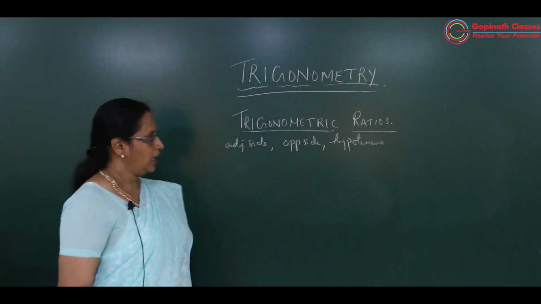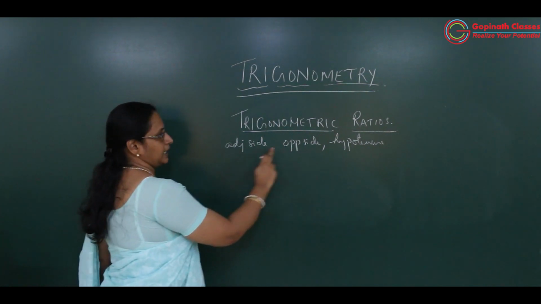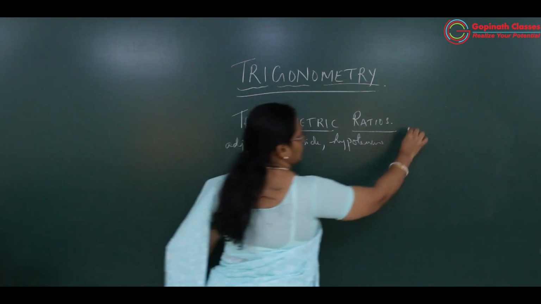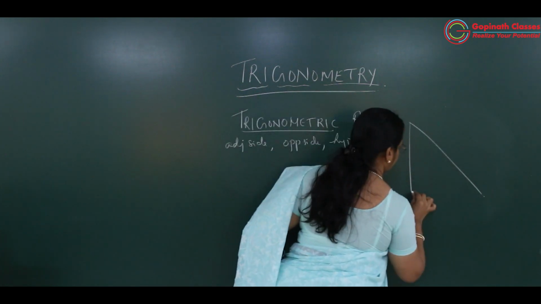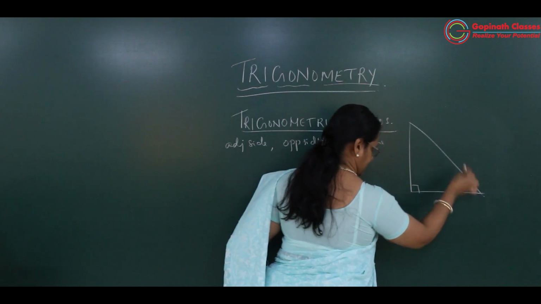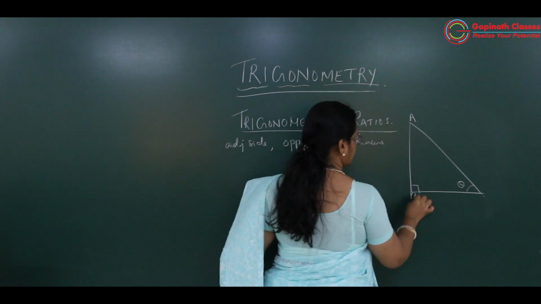Okay. Now, I will be taking their ratios. First, let me take opposite side upon hypotenuse. So, suppose a triangle I am drawing. This is obviously 90 degrees. One angle I am taking as theta. Maybe I will give its name ABC.